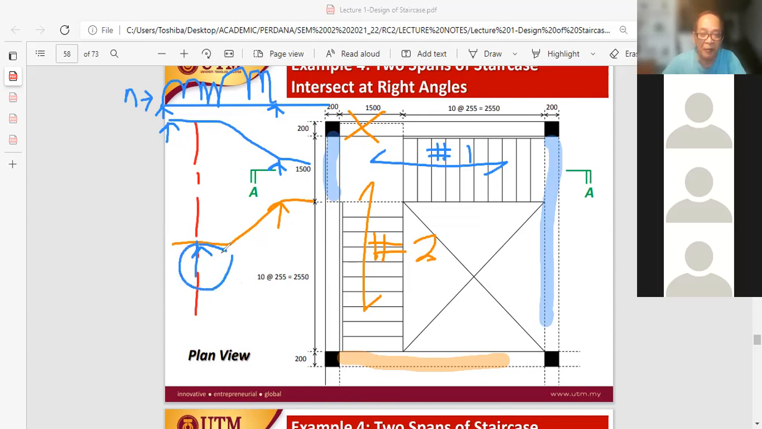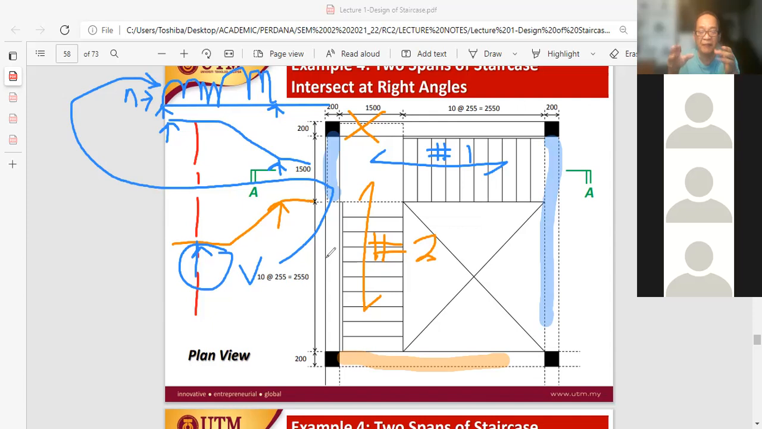We need to evaluate what this V is, and this V will then be added here, on the landing portion only. That is the reaction of staircase number 2 onto staircase number 1. So you can see the variation involved. In this typical example, we started off with a quite simple, straightforward, direct problem.